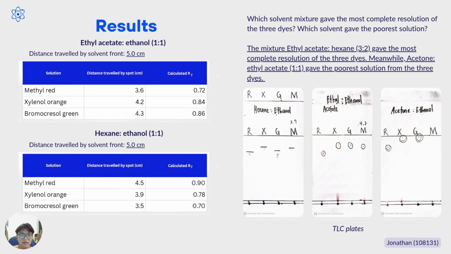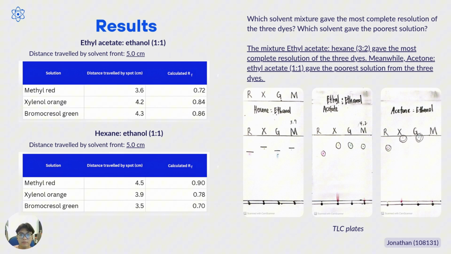While for the hexane to ethanol at a ratio of 1 to 1, we can observe a slightly wider spread with the RF values ranging from 0.70 up to 0.90. So the question is, which solvent mixture gave the most complete resolution of the three dyes?